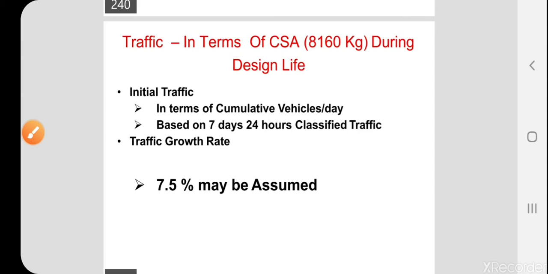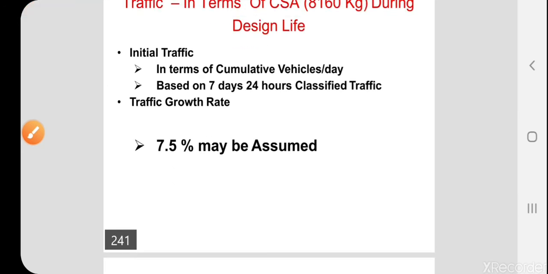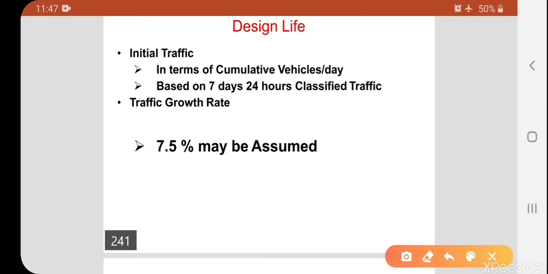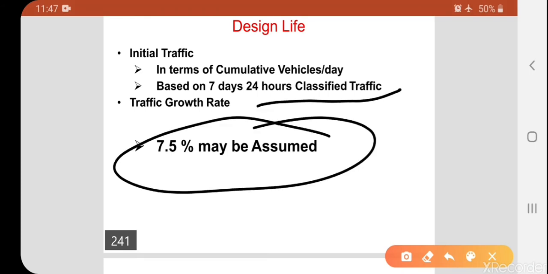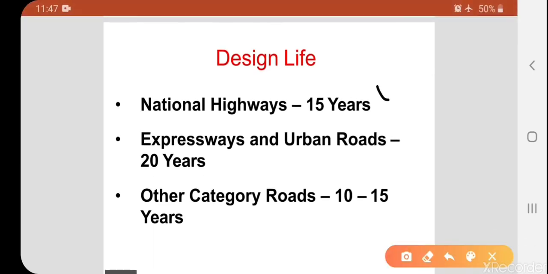Traffic in terms of CSA 81260 kg, nothing but 8 tons for designing of life. Initial traffic in terms of cumulative vehicles per day, based on 7 days 24 hours classified traffic, and 7.5% growth may be assumed. Design life, as I already told, for national highway 15 years, expressways 20 years, other carriage roads 10 to 15 years.